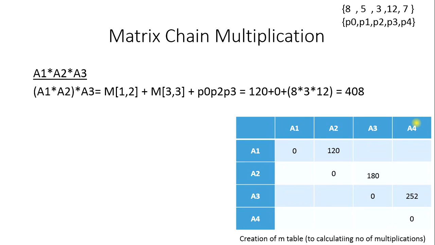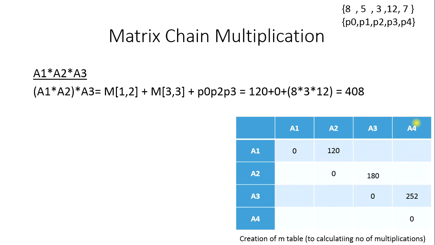To understand that, let's just figure this out. a1 into a2, the dimension of a1 is 8 by 5, the dimension of a2 is 5 by 3. What will be the dimension of the resultant matrix? It will be 8 by 3. So 8 by 3 multiplied by a3. What is a3? Dimension of a3 is 3 by 12. So 8 by 3 multiplied by 3 by 12. It will be 8 into 3 into 12. So 8 is P0, 3 is P2, 12 is P3. So that is how we got P0, P2 and P3, and we multiply them, add them, and we get the value 408.